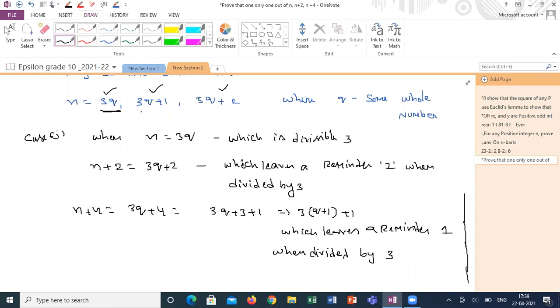Is it clear, guys, what I'm saying? Sir, can you explain once more, sir? See here, this number can be written either as 3q, or 3q plus 1, or 3q plus 2.